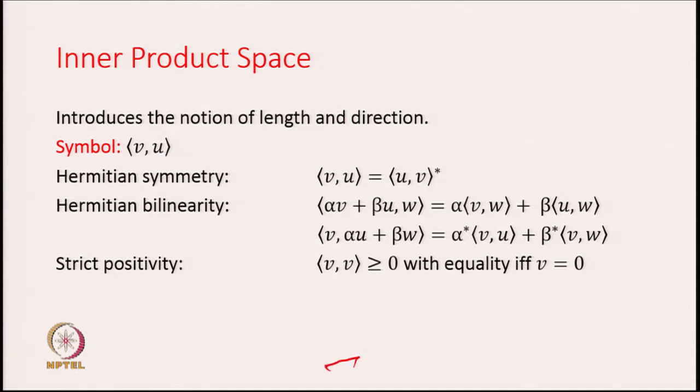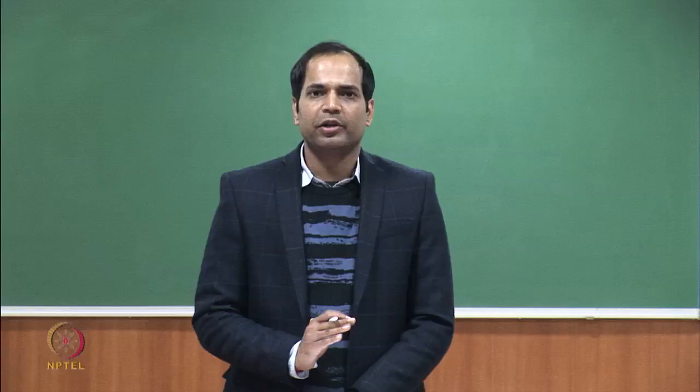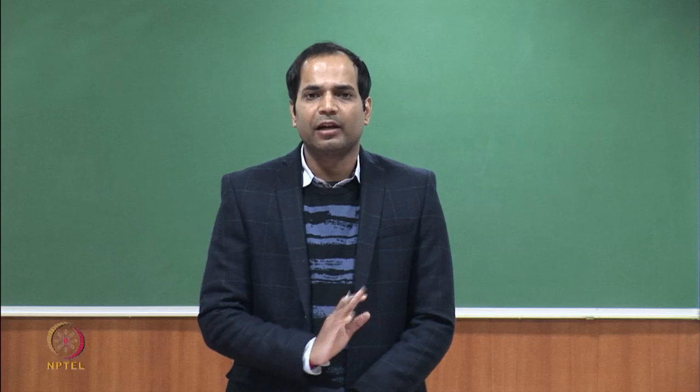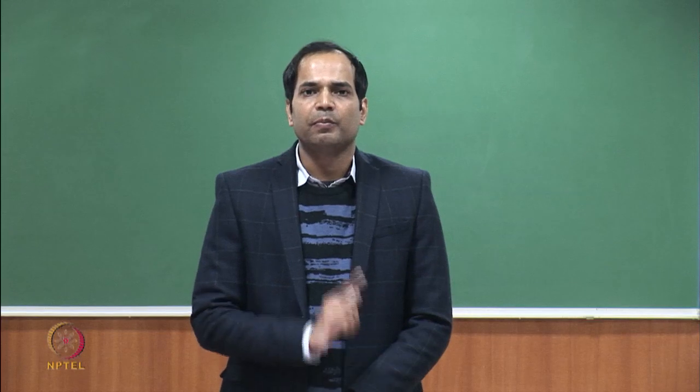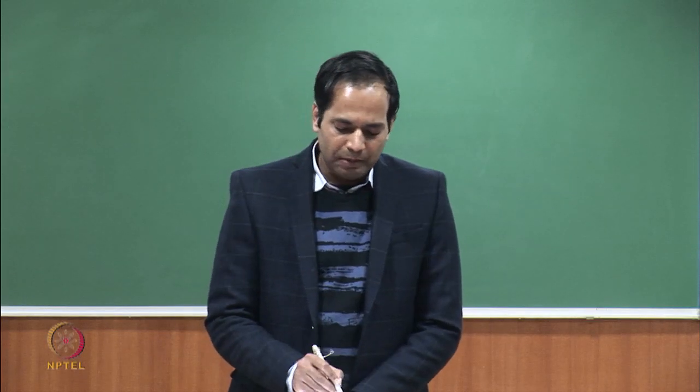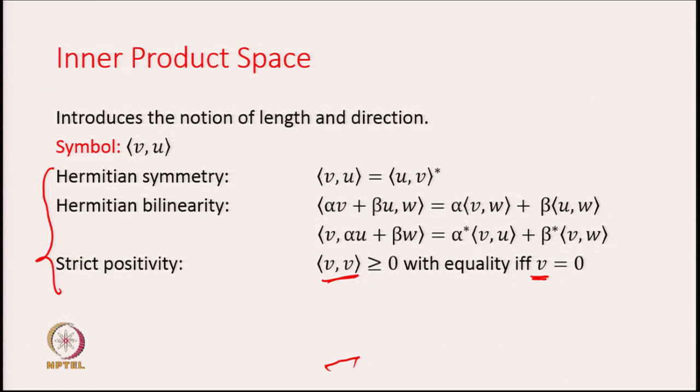The third property that needs to be satisfied for a valid inner product operation is, if you take the inner product of a vector with itself, this inner product must be strictly positive. This can be equal to 0 only if the vector is a 0 vector. If the vector is not a 0 vector, then the inner product of a vector with itself must be strictly positive. If the vector is a 0 vector, then the inner product of the vector with itself must be 0. So, this is the meaning behind strict positivity. These are the three properties that need to be satisfied for an operation to be a valid inner product operation.